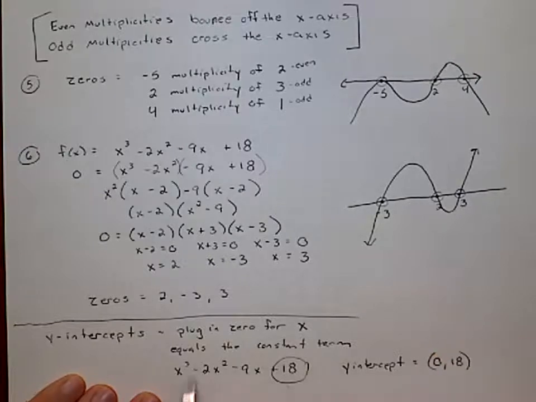If you think about it, if you plugged in 0 to this polynomial, this would become 0, that would become 0, and that would become 0. So you'd have 0 plus 0 plus 0 plus 18. It's the same thing as plugging in 0 for x, looking at that constant term.